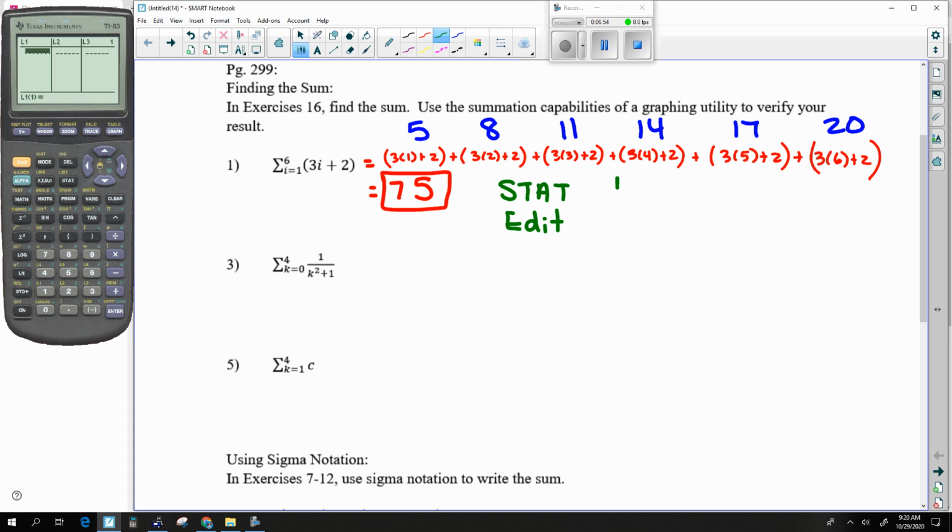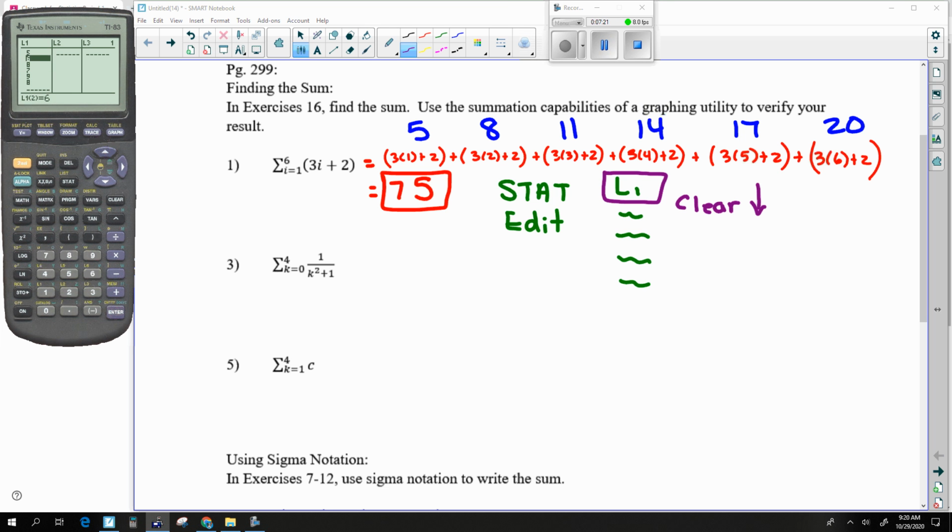So if there are numbers in the list, what you want to do is go up and highlight the list itself, like I have up on my calculator, and then hit clear. And then arrow back down. So if there's junk in here, you go up, you highlight the top, you hit clear, and then you arrow back down.